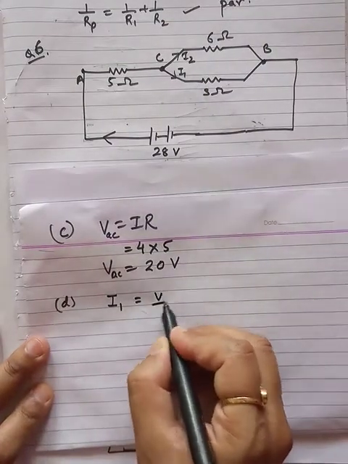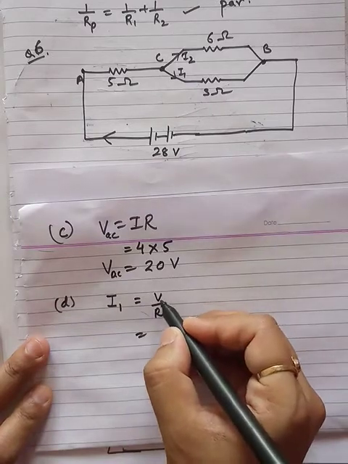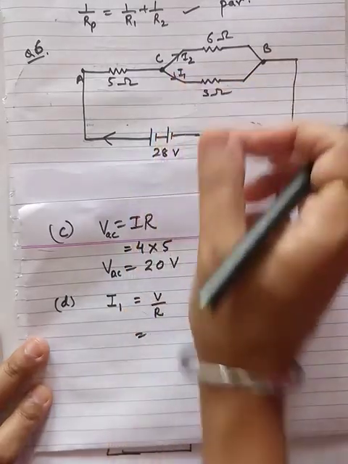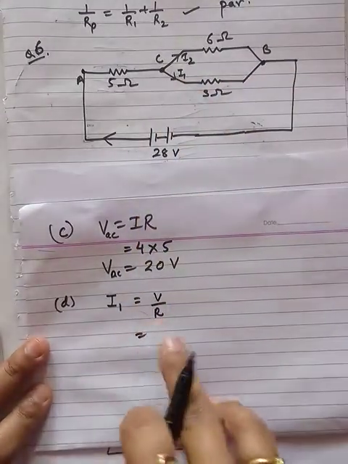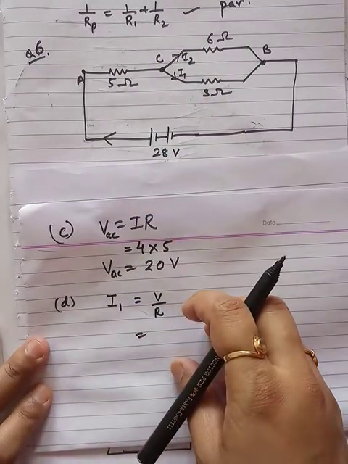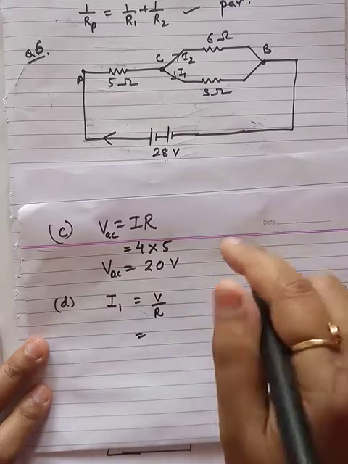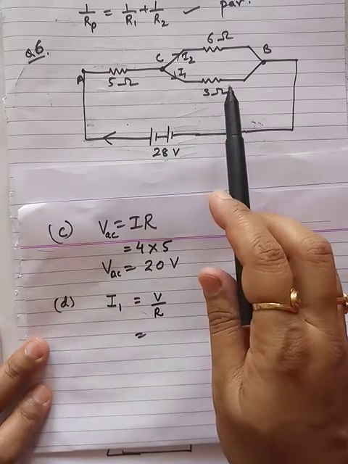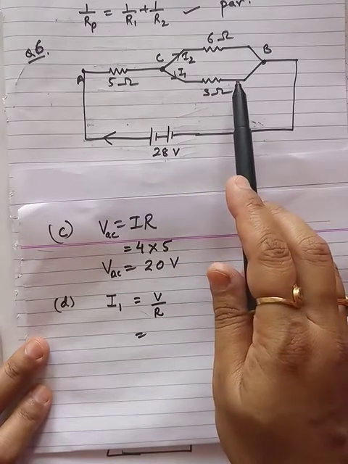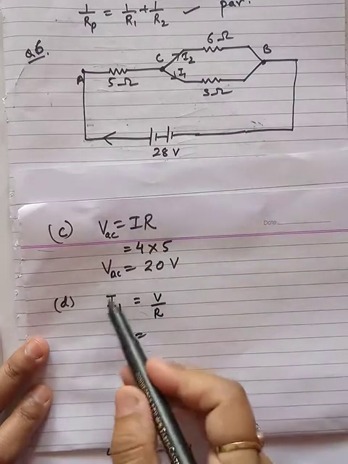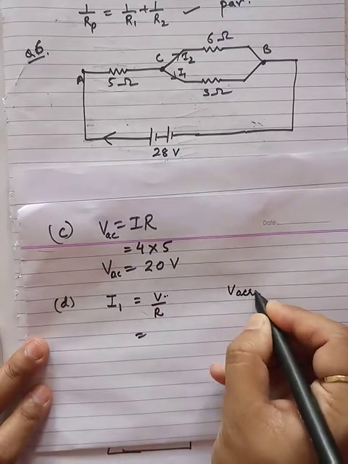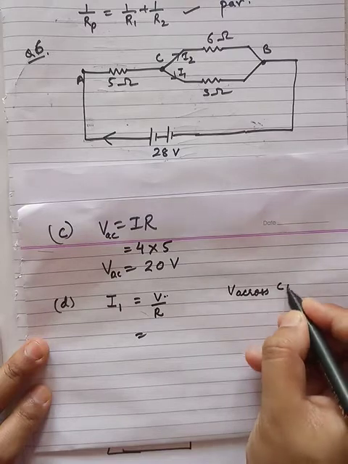I1 can be V upon R. And what is V? V should be across this 3 ohm resistor. That V we have to find out, and we don't know it yet. Okay, what is R? R is 3 ohm only. So in this branch I want the current. Now first of all, to apply this formula I need to find this V. V across CB we need to find out.